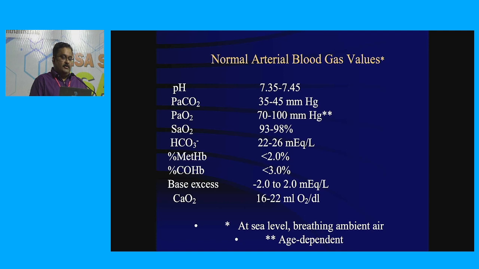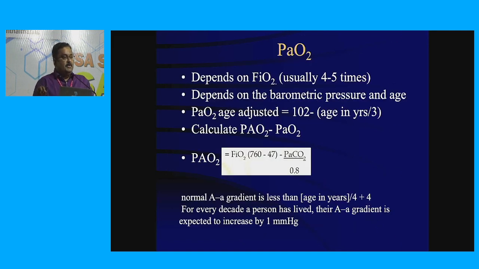pH is 7.35 to 7.45, PaCO2 is 35 to 45, and PaO2 is 70 to 100, and it is age dependent, and this value is at sea level breathing ambient air. You will have other values also. Now coming to PaO2, we are not very much bothered about PaO2. We see the PCO2 and bicarbonate so that we know the compensation. But it's very important that you look at the PaO2.